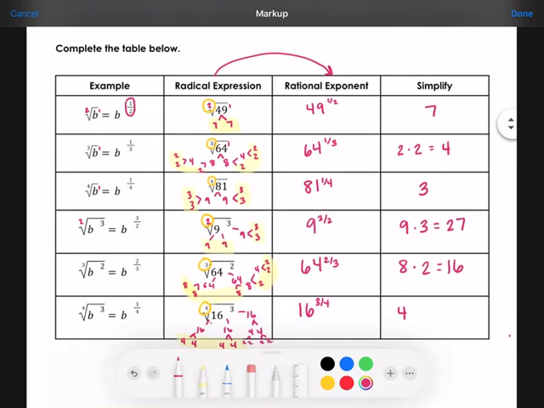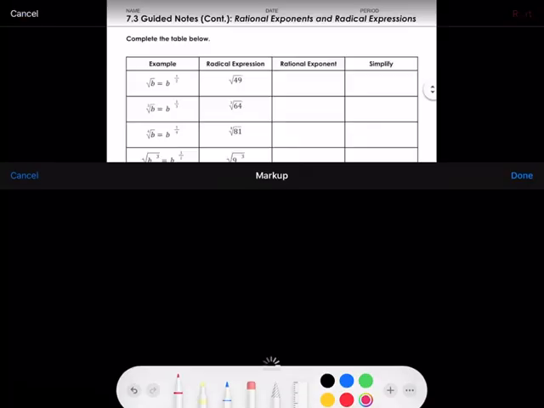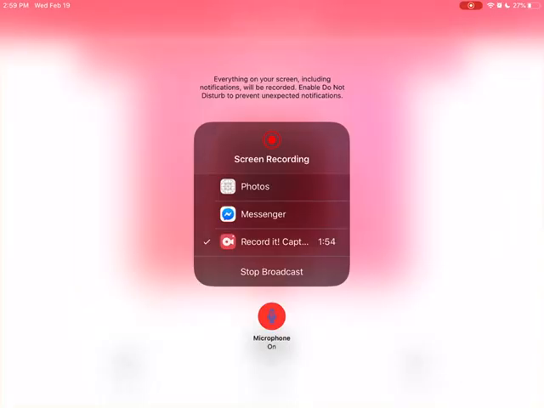But I need to continue factoring the 4s over here. Each 4 can factor into 2 and 2. So I have 4 2s, and I can also take out a 2. So 4 times 2 equals 8. So that is how we simplify radical expressions and how we can switch between radical expressions and rational exponents.